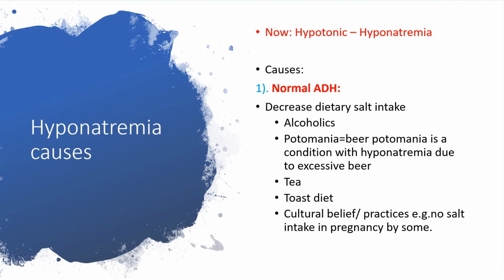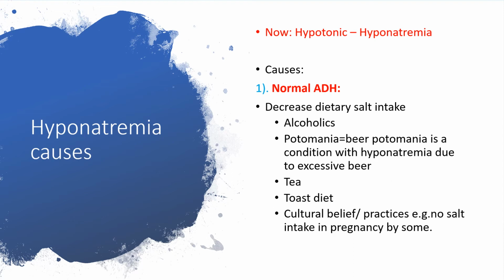And what is causing this? It could be as a result of normal antidiuretic hormone. Okay, in that case, there's decreased dietary salt intake. If ADH is not responsible for this, then what? There's decreased salt intake in alcoholics, in potomania. Potomania, particularly beer potomania, is a condition with hyponatremia due to excessive beer consumption. Well, I will delve into that in details in another day.